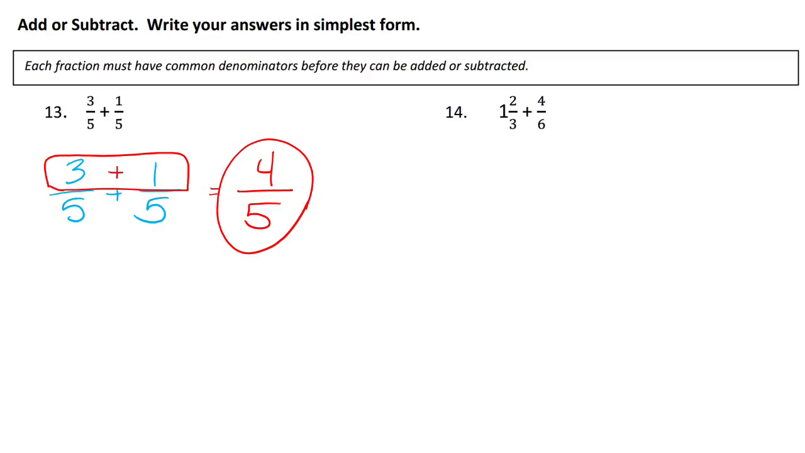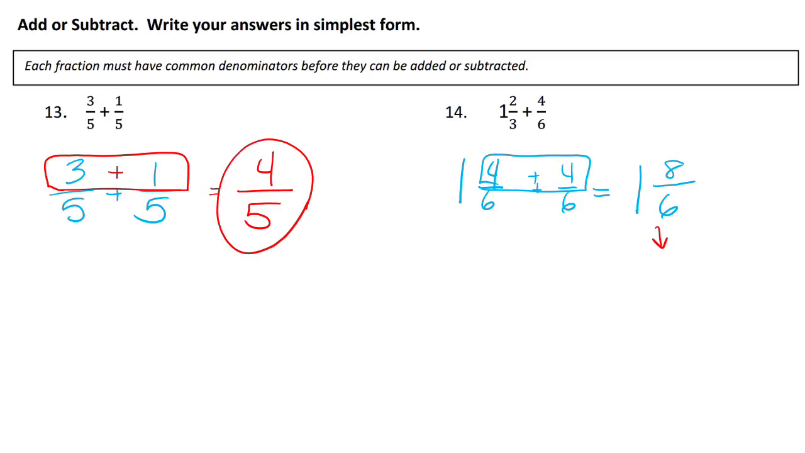So for number 14, we have to find common denominators first. So our common denominator is 6. So 2/3 equals 4/6. And now all we do is we add our whole numbers together. 1 plus 0 is 1. Let's go ahead and add our numerators together. So 4 plus 4 is 8, and we keep our denominator. So we're not done. Now we got to simplify this.